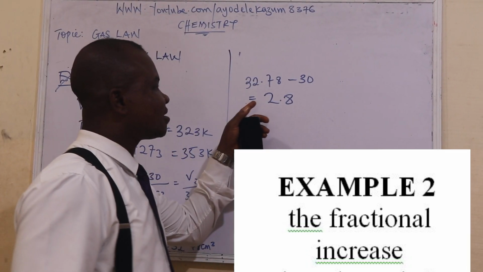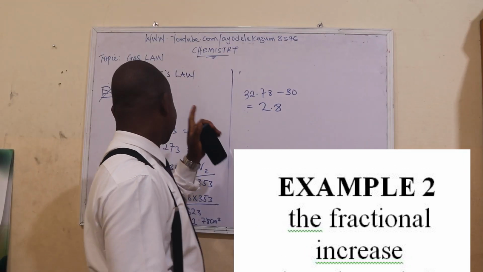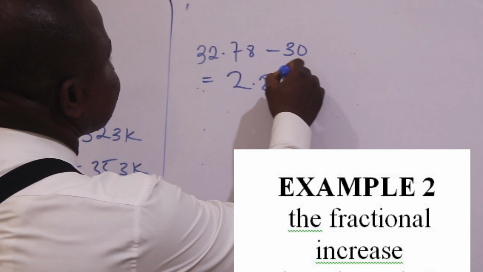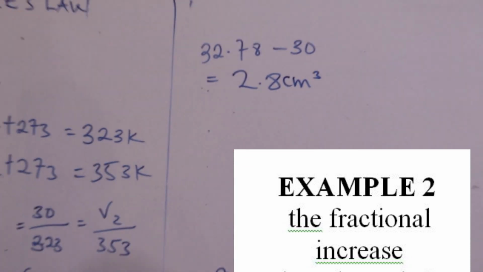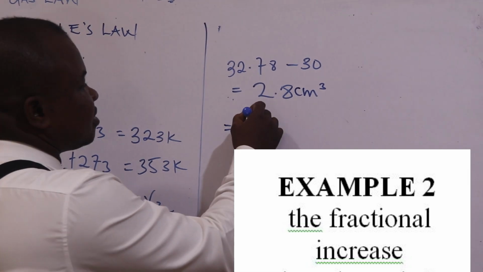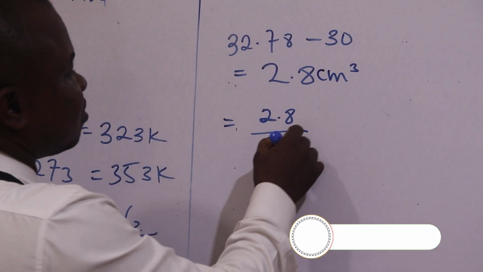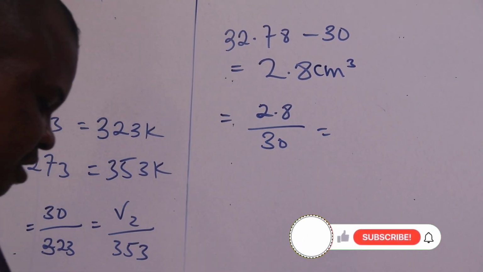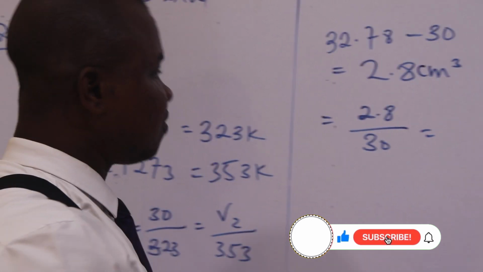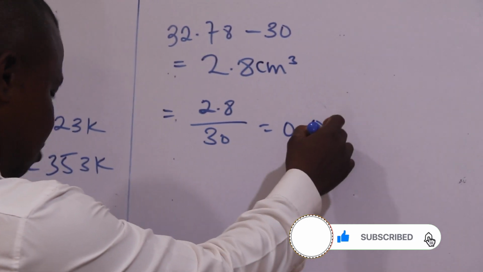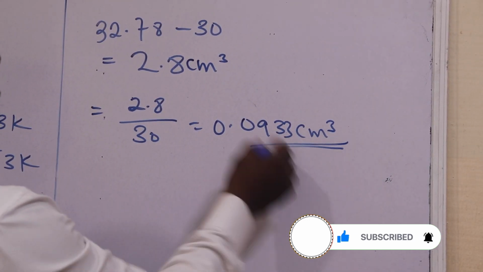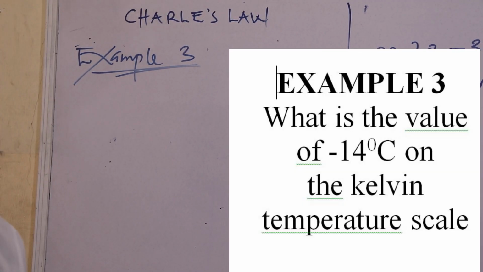Let's look at it. The increase in volume is going to be 2.8 cm3. But because it's a fraction we are talking about here, we are going to have 2.8 over the original volume. 2.8 divided by the original volume will give us what? 0.0933 cm3.